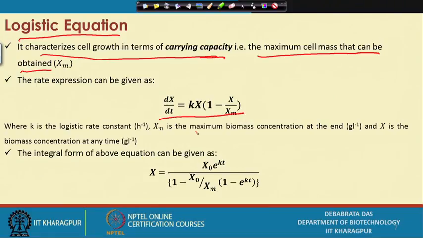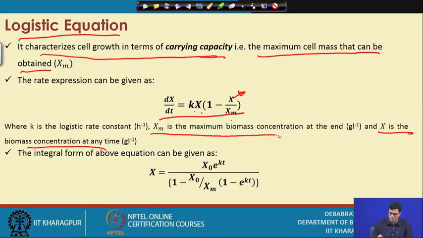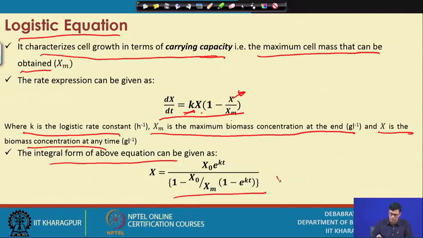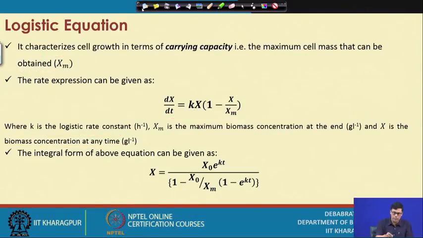So, this expression is that the rate of cell mass formation, dx/dt, equals K into x into (1 minus x by xm). x is the concentration of cell at any time t, and xm is the maximum biomass concentration at the end, in grams per liter, and K is the logistic rate constant. Now, the integral form of the above equation can be written in this form. If we solve this equation, it will come in this form. This you can write in this form.